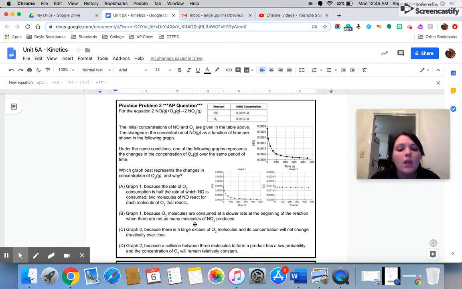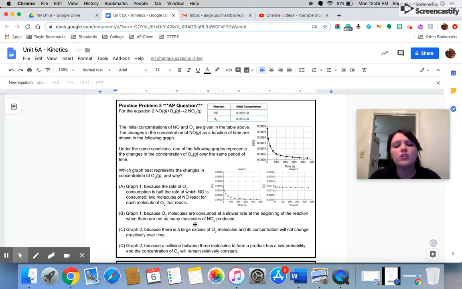So B says graph 1 because the oxygen molecules are consumed at a slower rate at the beginning of the reaction when there are not as many molecules of NO2 produced. Well, it doesn't matter how many molecules of NO2 are produced because they're not reacting. So they have no control over the rate of the reaction. They don't matter at all.